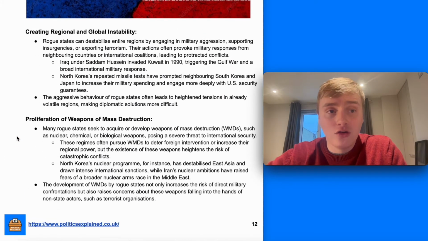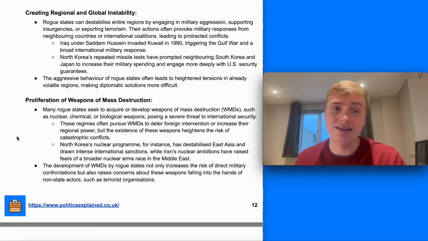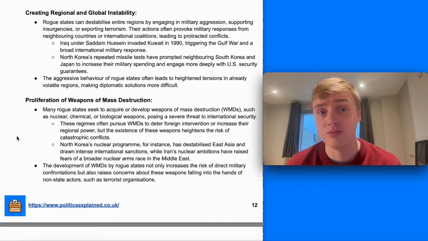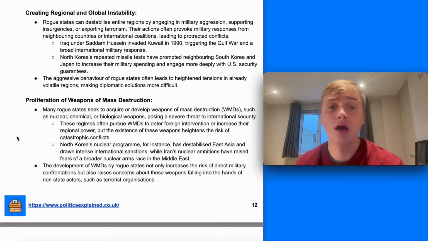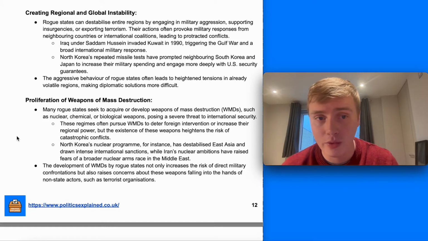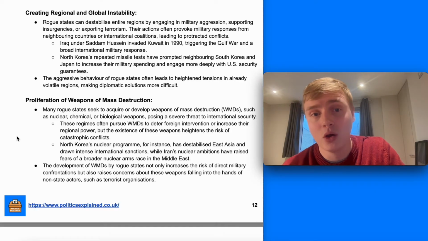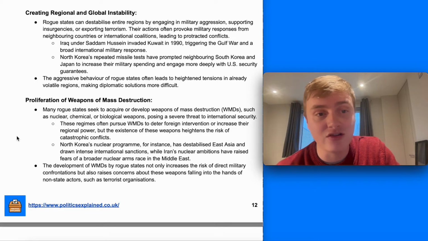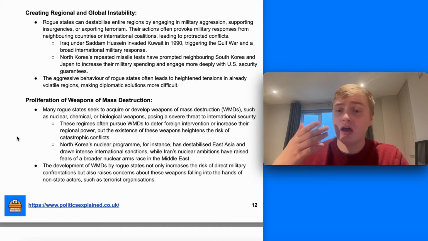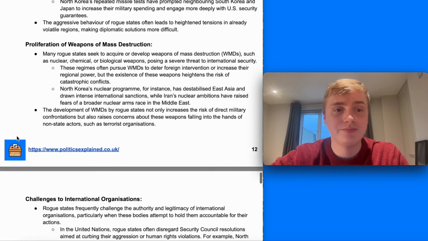So, in terms of consequences for the international order, firstly, they create regional and global instability. They can destabilize entire regions by engaging in military aggression, supporting insurgents, or exporting terrorism. And their actions often provoke military responses from neighbouring countries or international coalitions. You can look, for example, at North Korea, whose repeated missile tests in relation to nuclear weapons and attempts to develop weapons of mass destruction have prompted neighbouring South Korea and Japan to increase their military spending and engage more deeply with the United States. So the aggressive behaviour of rogue states often leads to heightened tensions in already volatile regions.